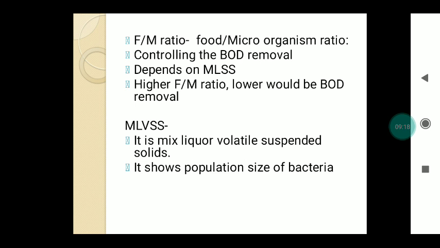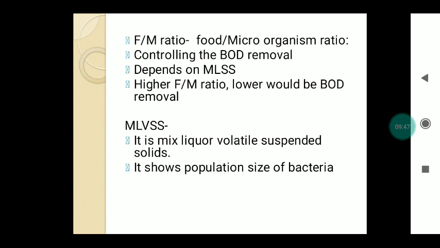The next important term is the F/M ratio, the food to microorganism ratio. It is used for controlling the BOD removal. It is very important for controlling the BOD from the sewage, and it depends on the MLSS, the mixed liquor suspended solids. The quantity of MLSS directly affects the F/M ratio. The higher the F/M ratio, the lower the BOD removal.